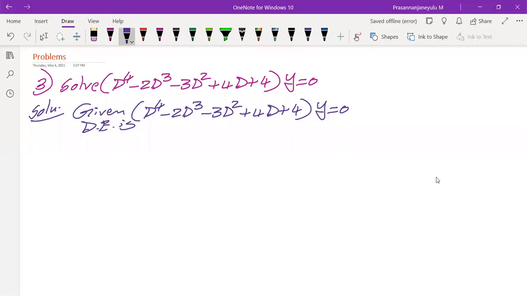If we observe clearly, this is the given differential equation: D power 4 minus 2D cube minus 3D square plus 4D plus 4 of y is equal to 0. And taking this as equation number 1, it is a homogeneous linear equation.